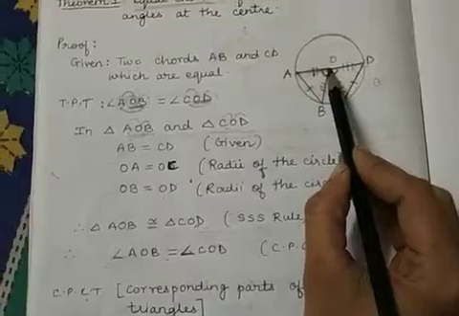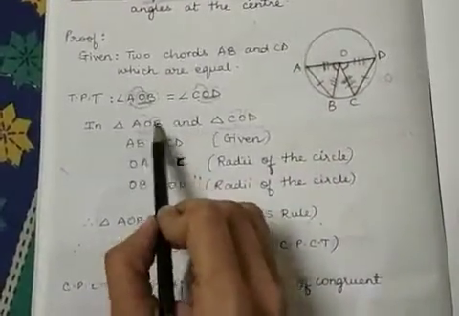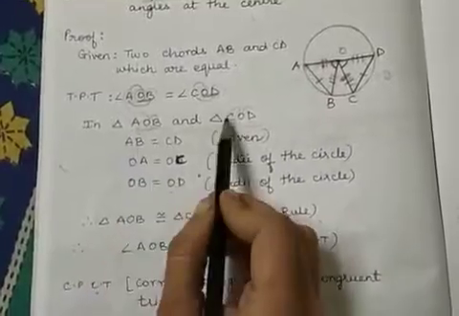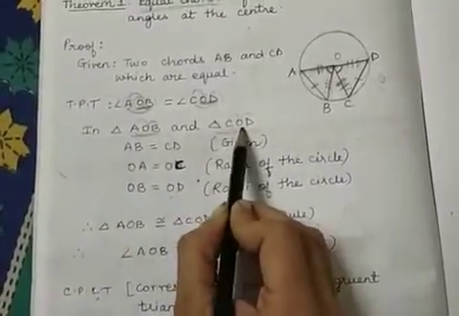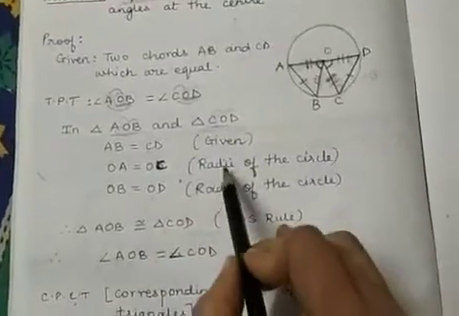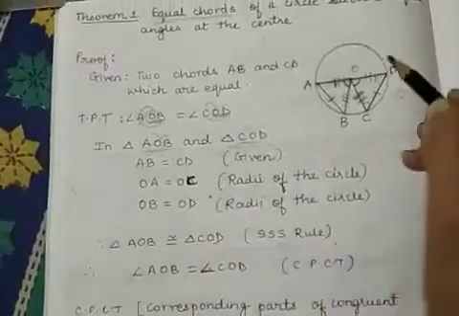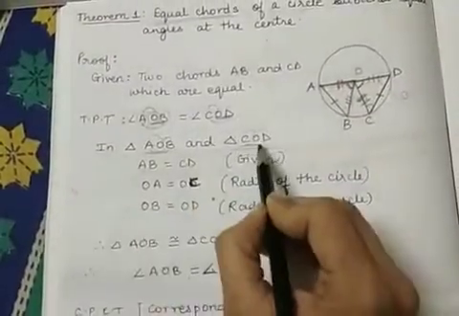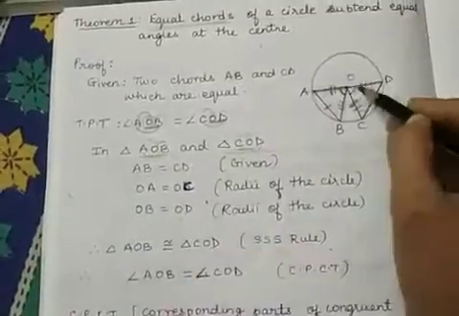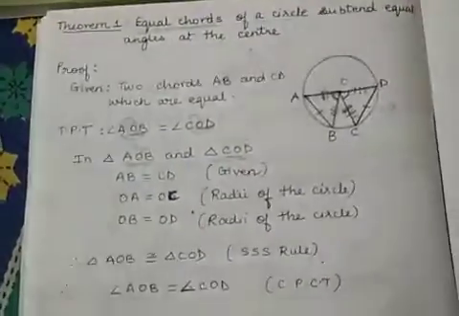Next you see OA is equal to OC. Now I told you look at the triangle to find out which is the side corresponding to it. So it is OA, so the side will be OC. What is the reason? Because it is the radii of the circle. Next, go to the third side, OB. OB is equal to OD, correct? OB is equal to OD because this is again the radii of the circle.